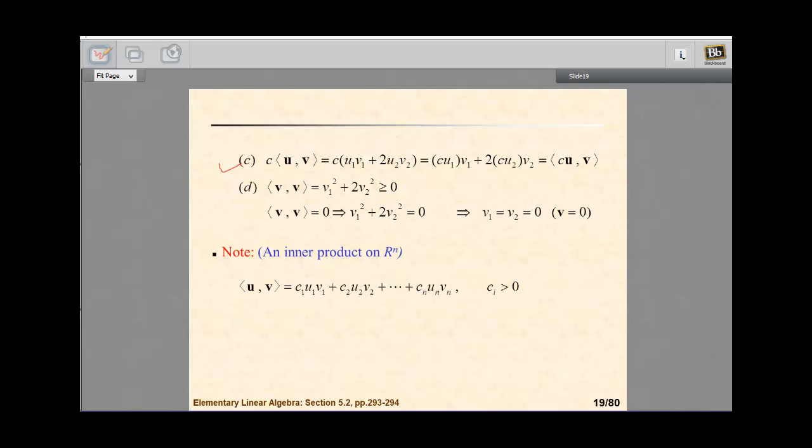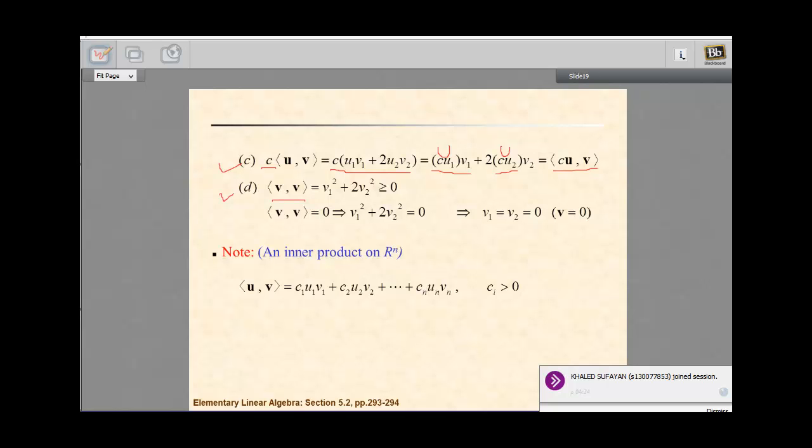Now property number 3. If we have any constant c, then the inner product of cU, V, from equation number 1, we can write as c times U1 V1 plus 2 U2 V2. We can also write it as cU1 V1 plus 2 cU2 V2. In this way we can also write. If you assume this is a capital U, then it can be written as cU comma V.